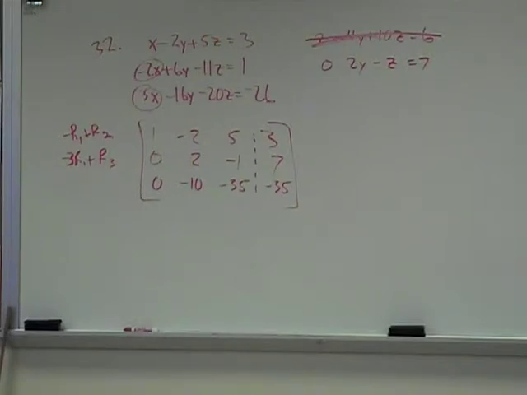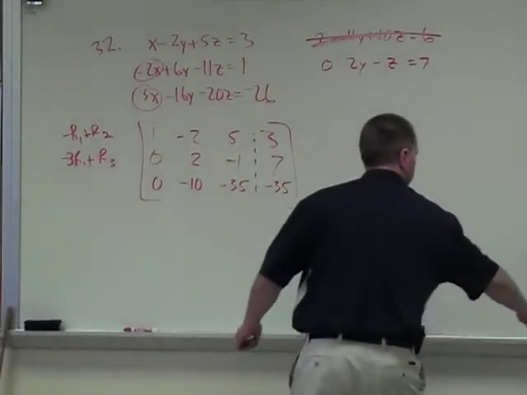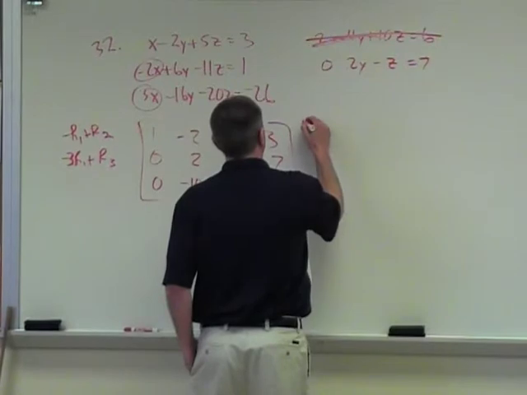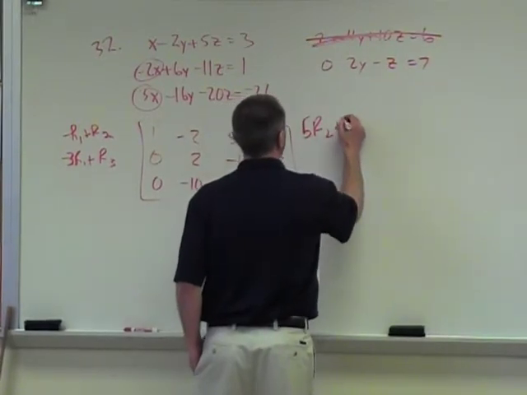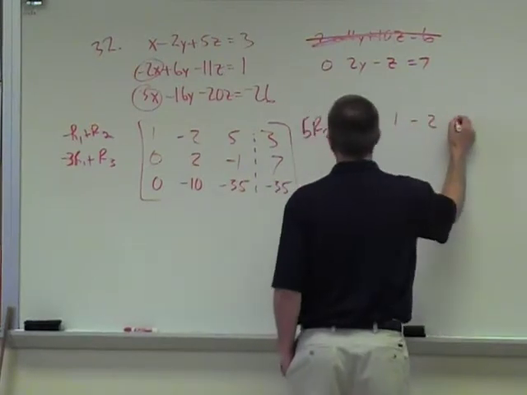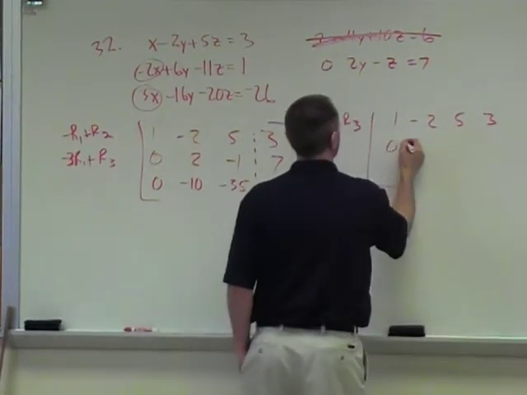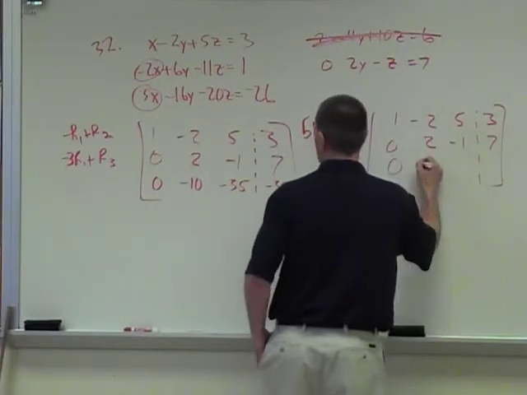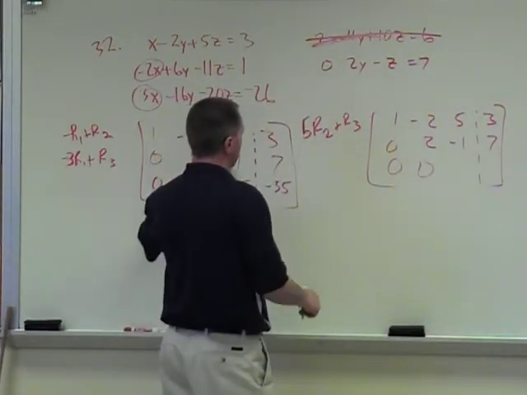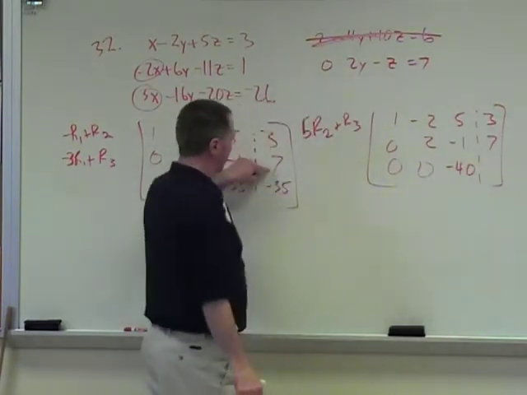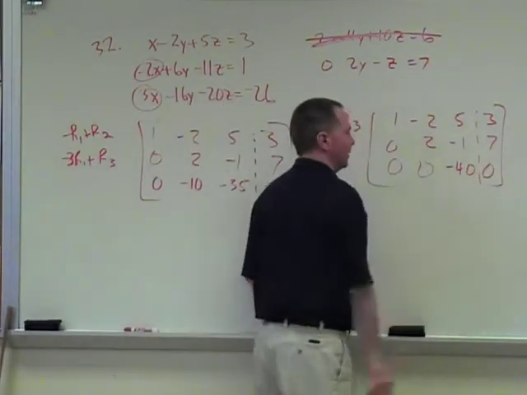Okay. I think we're getting closer. So if I take 5 times row 2 and add it to row 3, I get 1, -2, 5, 3, 0, 2, -1, 7, 0, 0, and then -40 plus 40 is 0, and 35 minus 35 is 0.